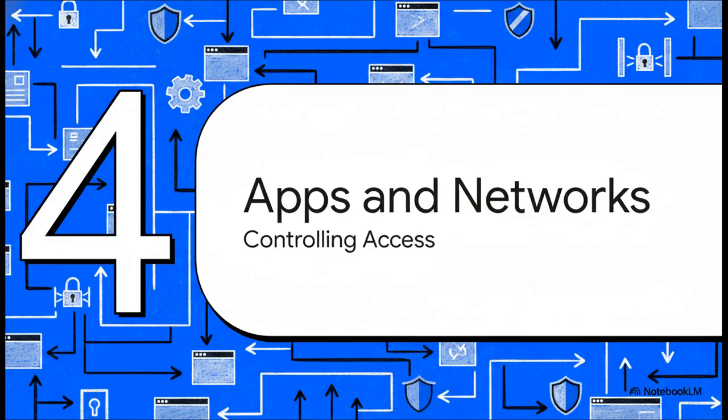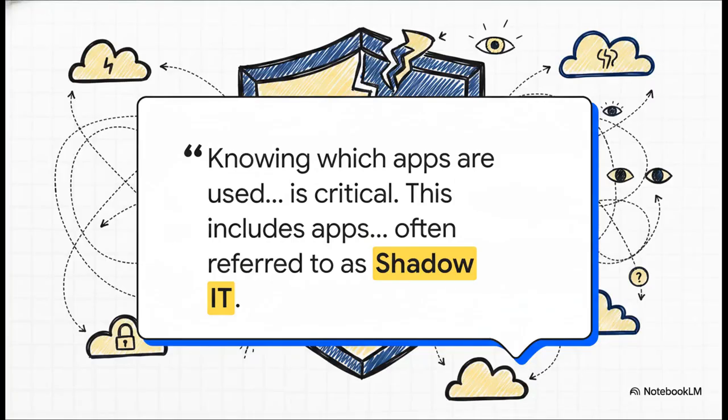Okay, so we've secured the person and we've secured their device. Next up, we have to control the pathways they use to get to the data, and that means securing the applications and the network itself. You know, this is a massive headache for so many organizations. You just can't protect what you can't see.